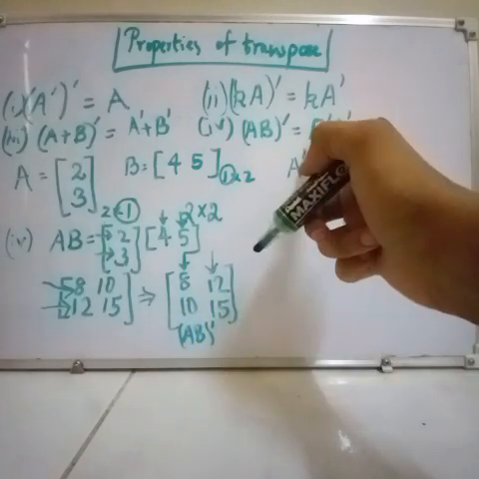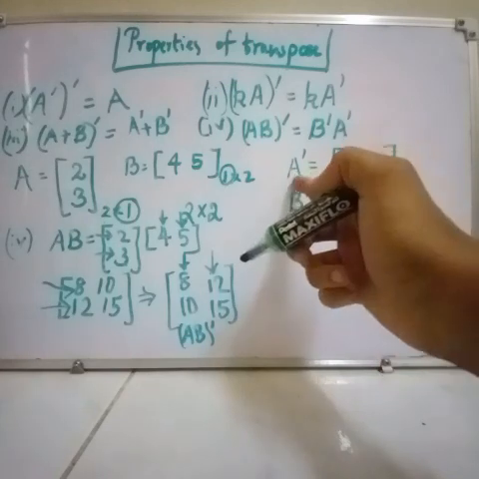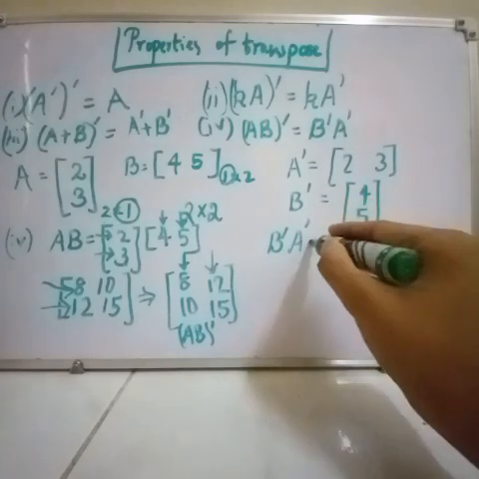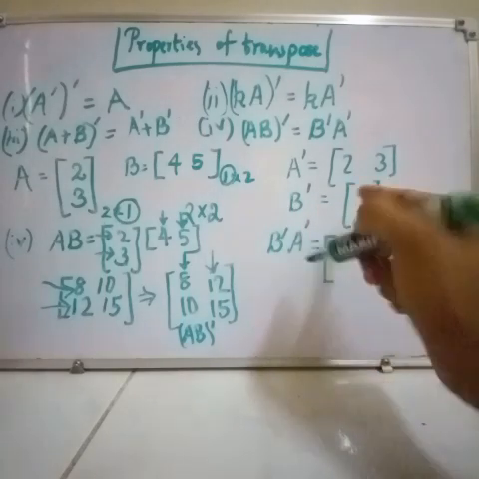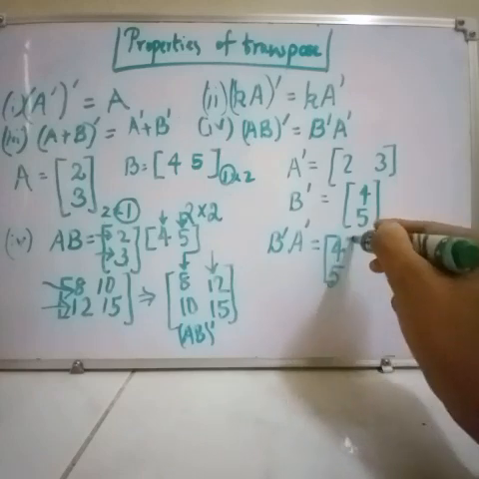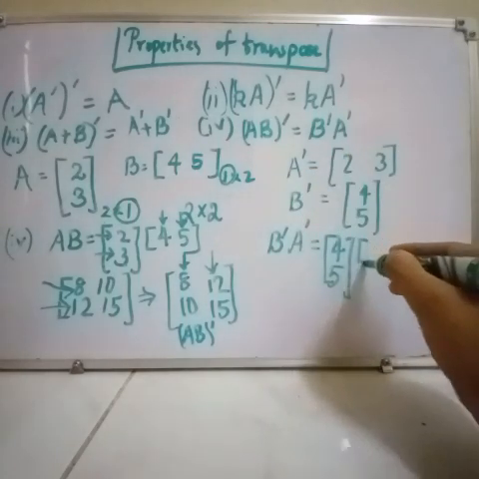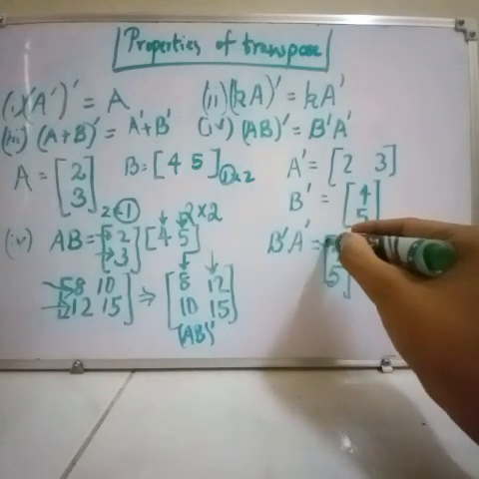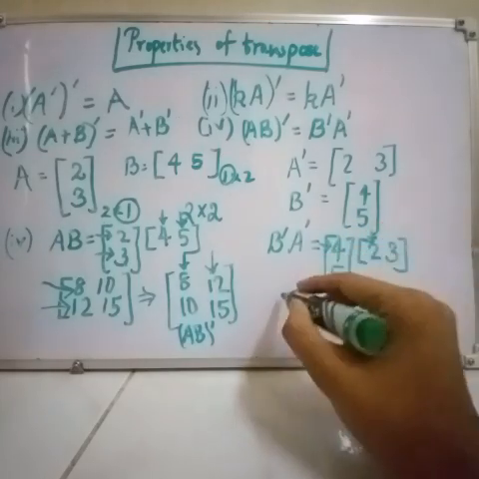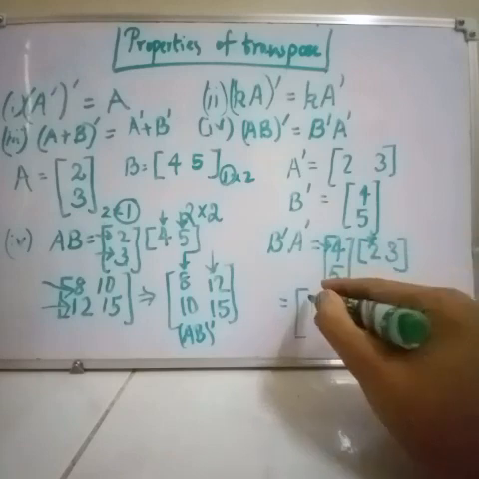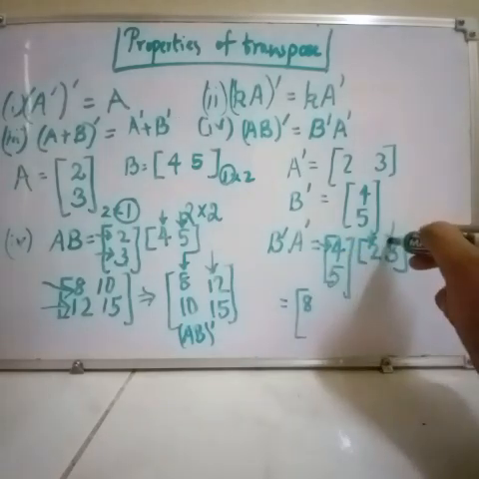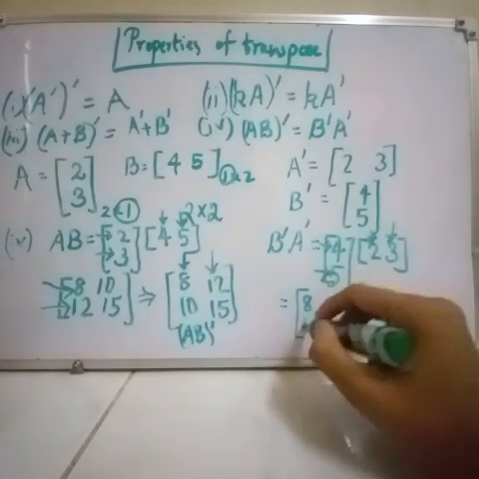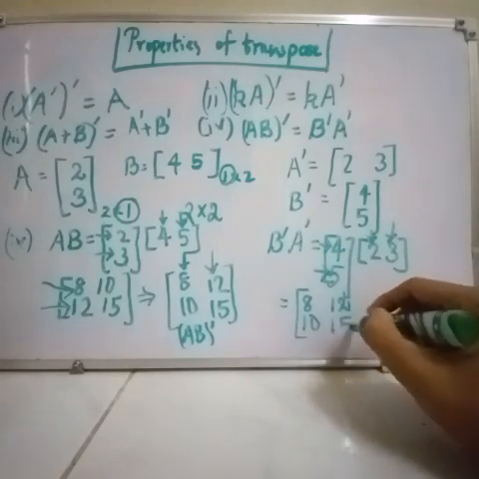Now let's check B transpose A transpose. I have already done it for you. B transpose is 4, 5 like this, and A transpose is 2, 3. Now doing the multiplication, first row with first column: 4 2s are 8, then 4 times 3 would be 12. Now second row with each column: 5 2s are 10 and 5 3s are 15.